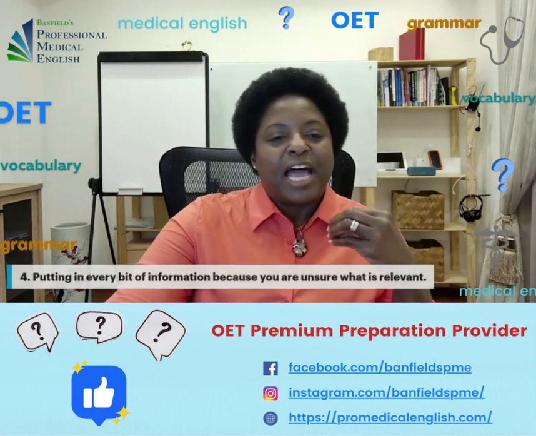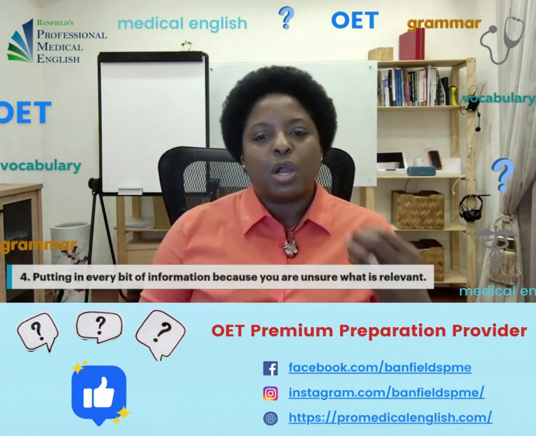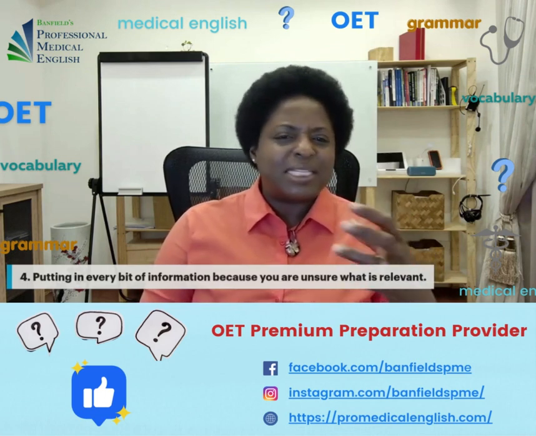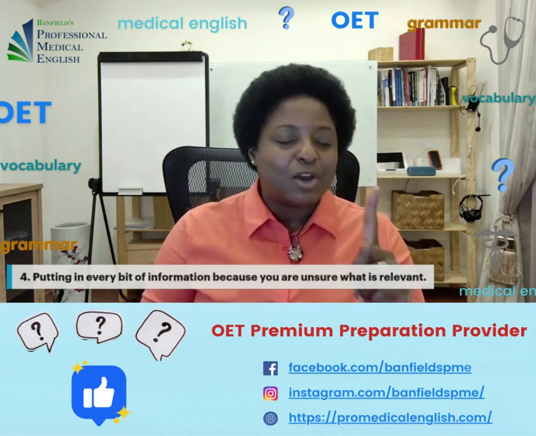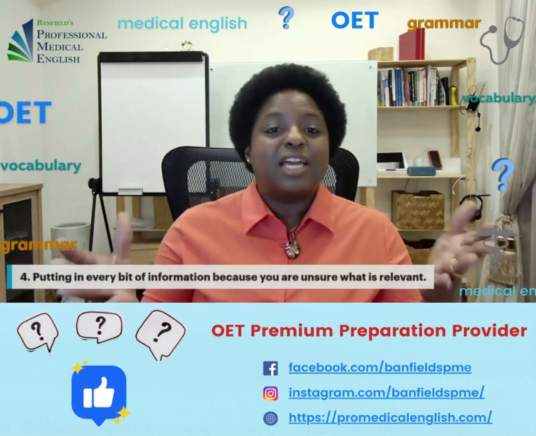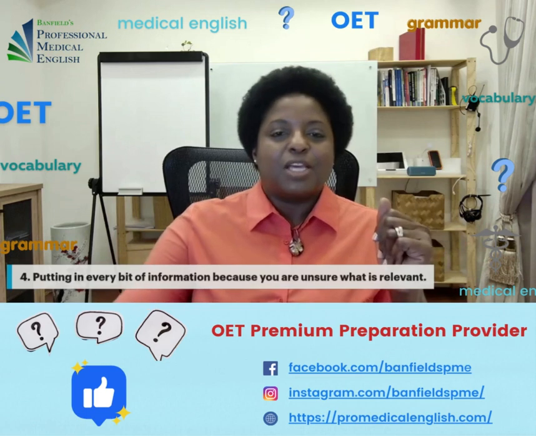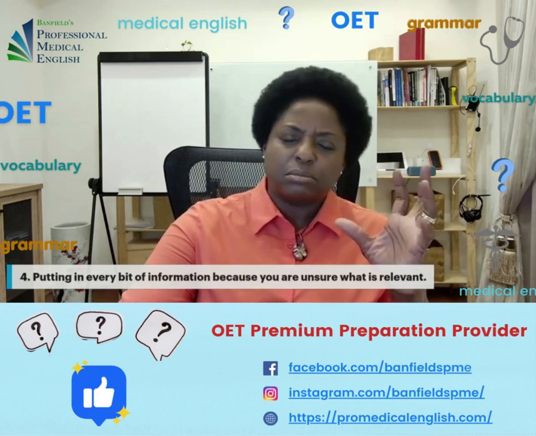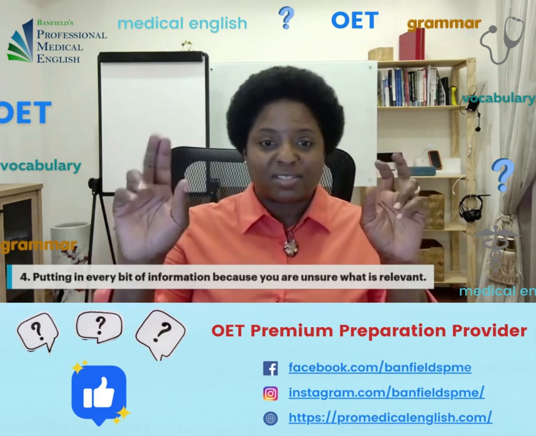Okay. And number 4, putting in every bit of information because you are unsure what is relevant. And this is because OET is not only testing your writing skills, they're testing your reading comprehension. And if you put in everything, what are you telling them? That you don't really understand what's going on. Okay? So these, I would say, are my top 4 for losing the most marks.